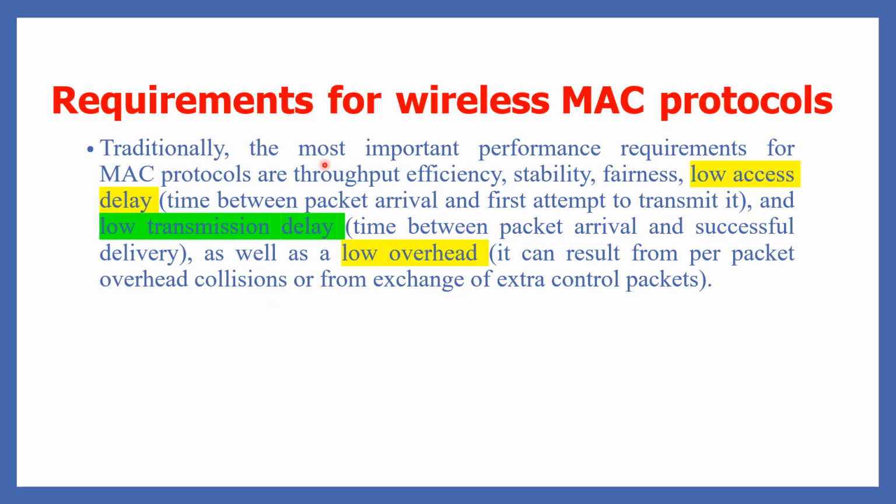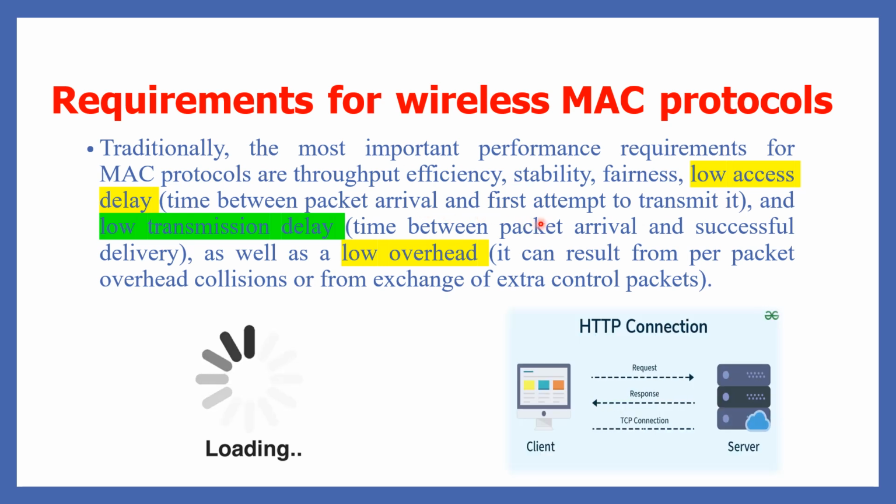Traditionally speaking, we look for throughput efficiency, stability of the network, fairness, low access delay, which is the time between the packet arrival and the first attempt to transmit it, and low transmission delay. That is nothing but the time between packet arrival and successful delivery, as well as low overhead, because extra control packets while exchanging the information could also cause collisions. So we put it under low overhead.